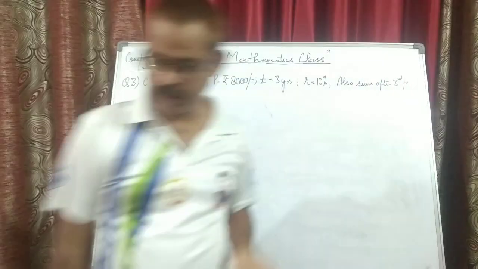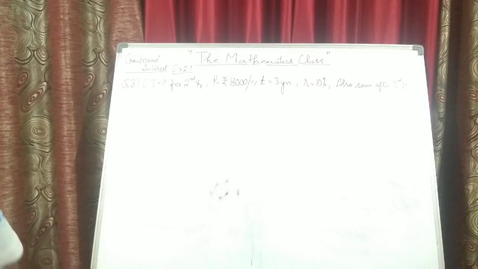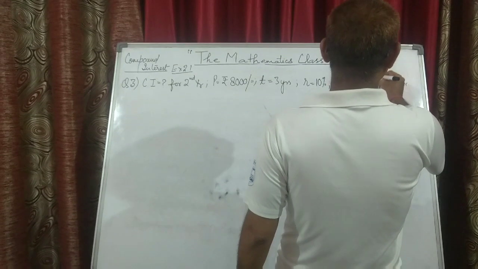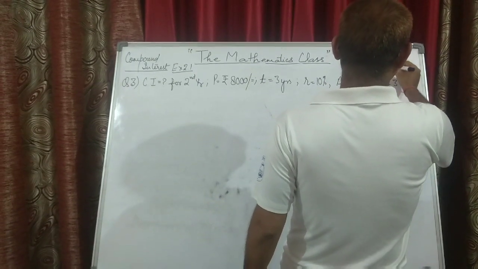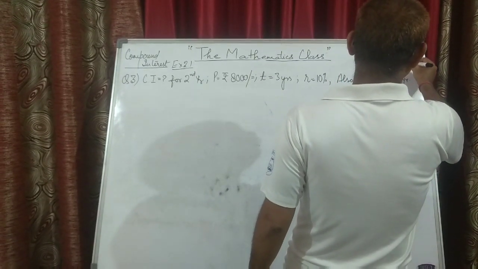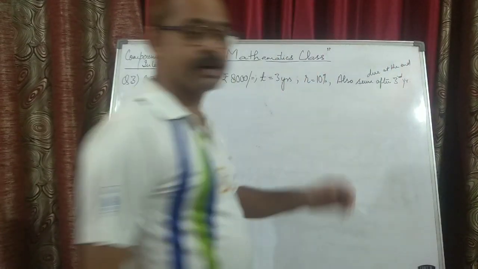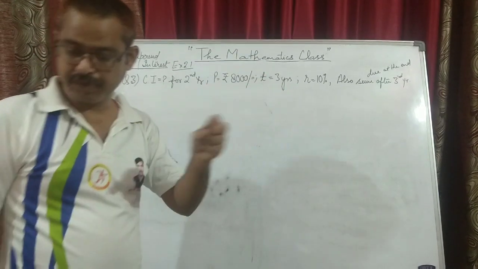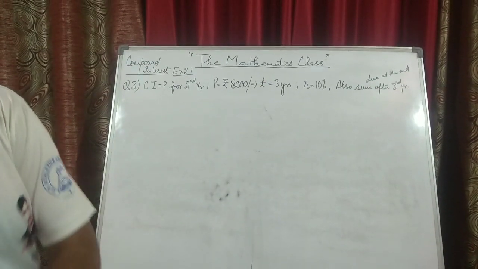Sum means the amount after the third year. Sum due at the end of the third year, or after the third year, means after 3 years how much amount is left. This you have to calculate.